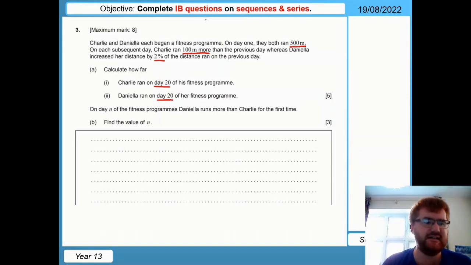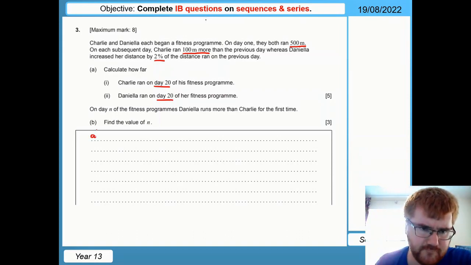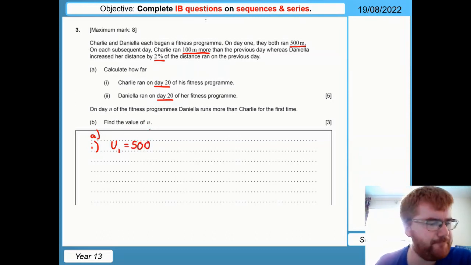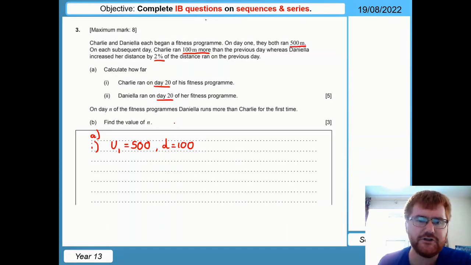This is all about setting this up very, very carefully here. So let's get started. I'm going to start with Charlie here. So notice our U1, so the first value is going to be 500. That'll be the same for both of these series. And notice the common difference. So what are we adding on each time? Well, that's going to be equal to 100. And here we're actually looking for U20.